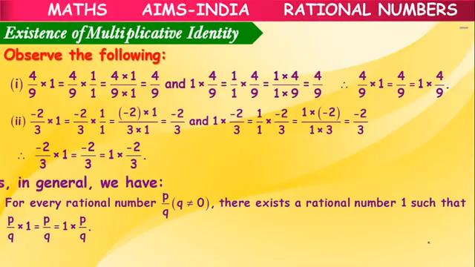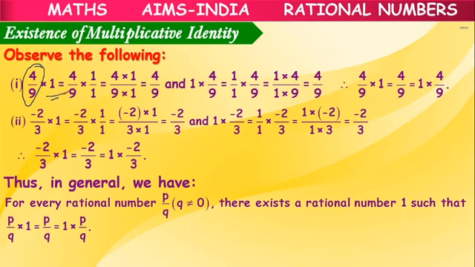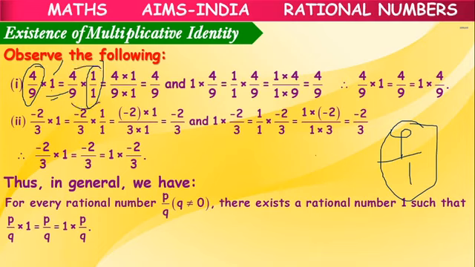Okay, children. Next, let's observe one more property. Here 4/9 is the rational number. I am multiplying with 1. So 1 I can take as 1/1, because any integer, if we keep it over 1, becomes a rational number. Here 1 is an integer, and I am turning it into a rational number by just keeping it over 1. Numerators 4 into 1, denominators 9 into 1. What is the answer? 4/9.